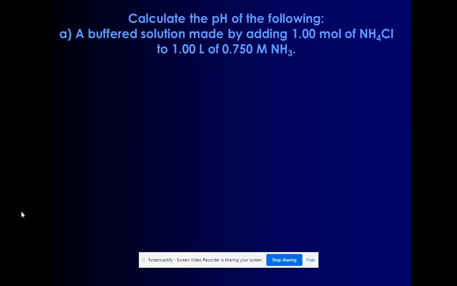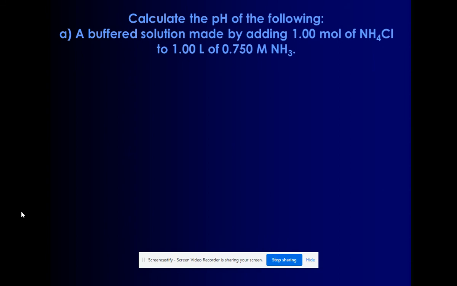And after this, I'm just going to show you Henderson-Hasselbalch, but I did want to give you an example of how this works with your regular Ka expression so you can kind of relate it to what we've done previously. In this particular one, we're just making our buffer. We have 1 mole of ammonium chloride that's being added to a liter of 0.7 molar ammonia. There's no strong acid, there's no strong base present.